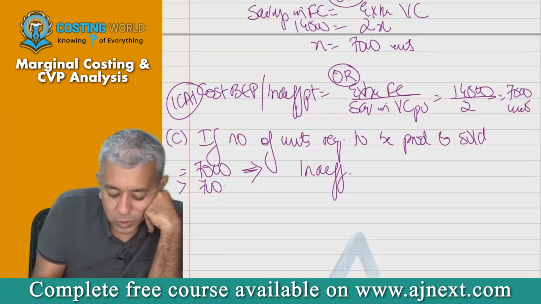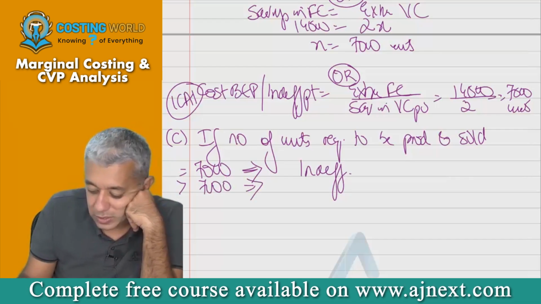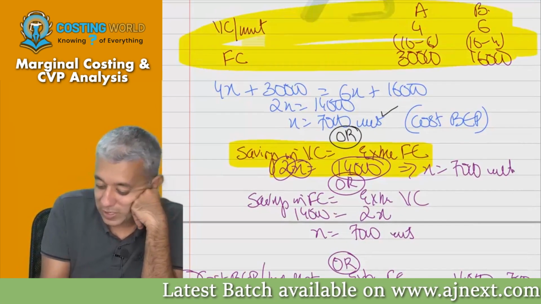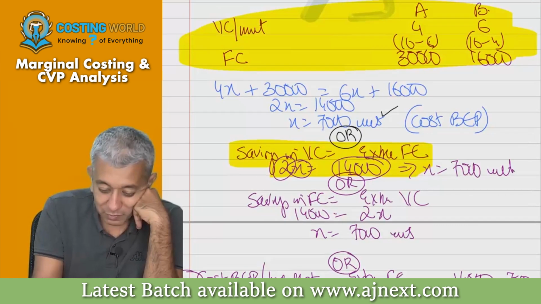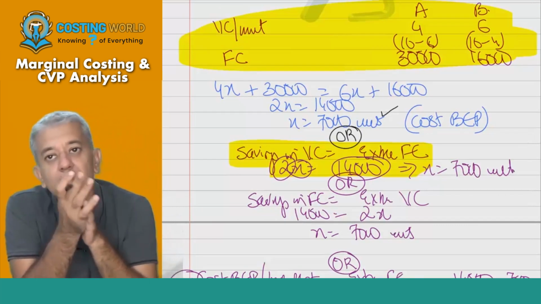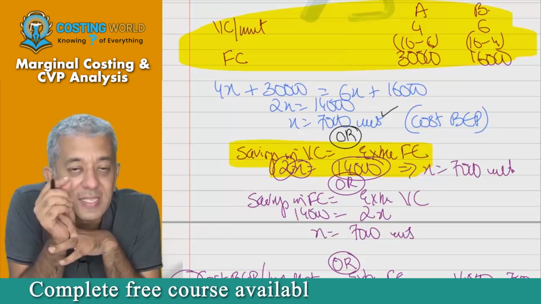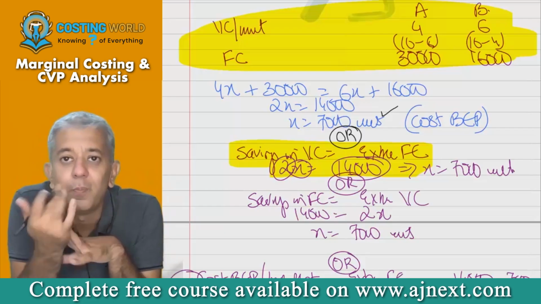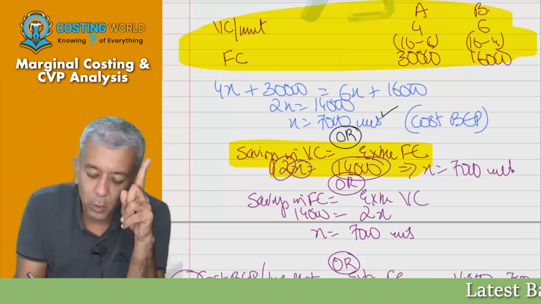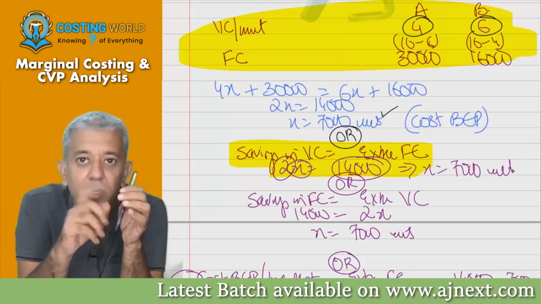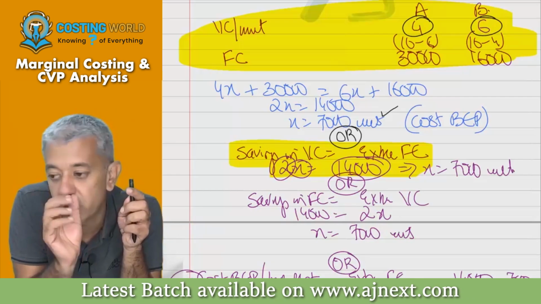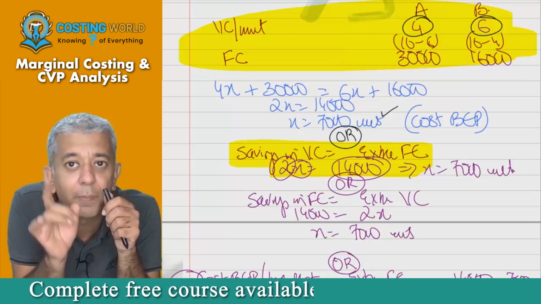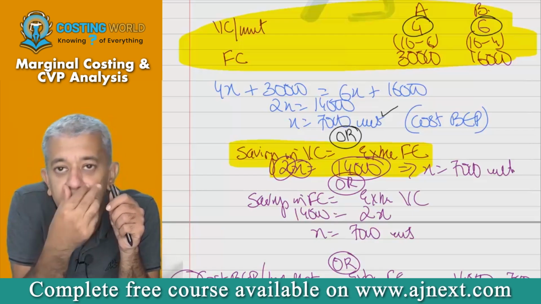I will produce 7,001 units. Tell me, if I'll be producing 7,001 units, which machine is better? Machine A. Why? At 7,000 total cost has become the same. Beyond that, if you make 1 unit, you will only incur 4 over here, you will incur 6 over here. Just tell me you understood: for every unit beyond 7,000, machine A will become better than machine B by rupees 2 per unit.